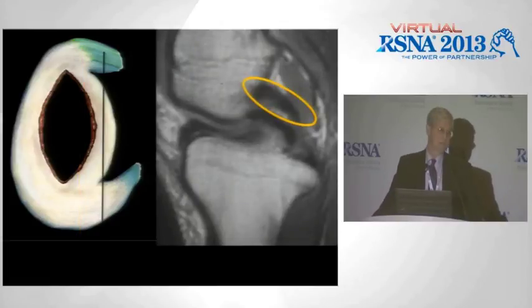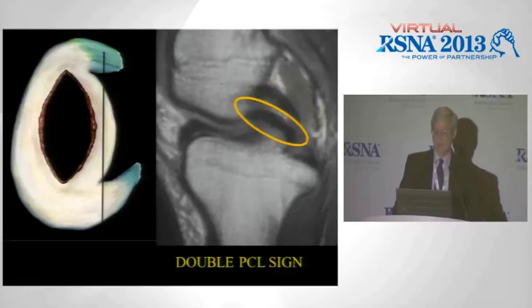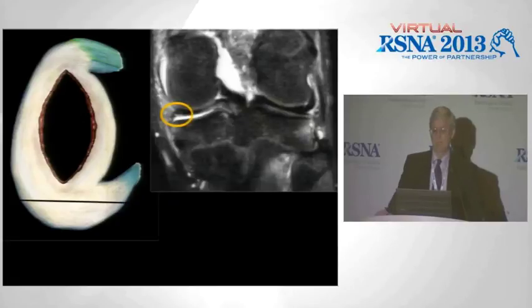And we can very nicely see that as we move more and more toward the intercondylar region because we're seeing the handle of the bucket. The PCL nicely shown here, and there's our double PCL sign because we know we should only have one PCL.